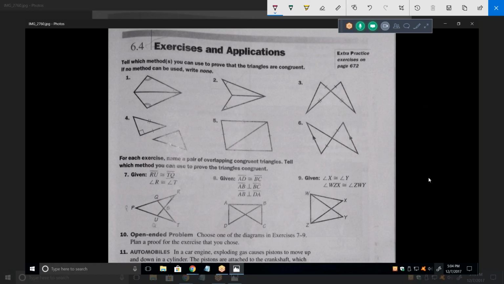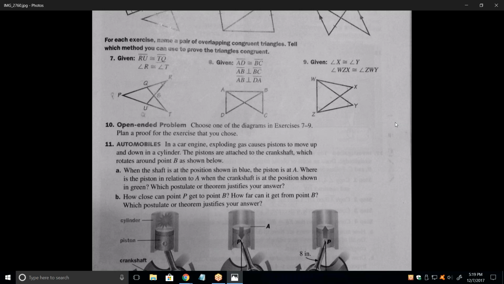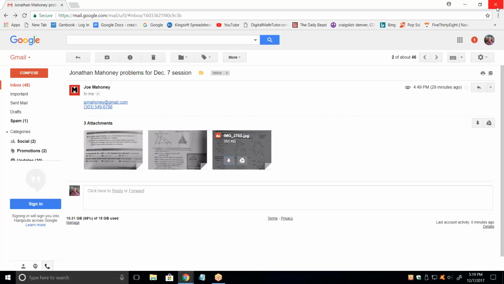Okay, so let me scroll down here a little bit, and we'll tackle number 7. And if at any point you want to jump, because you can probably tell we're not going to get to all these problems in a half an hour. If you want to jump, all of a sudden things are not working here. Try this again.